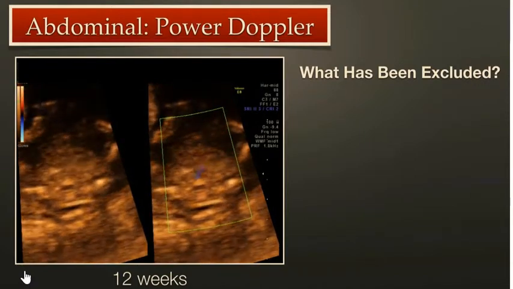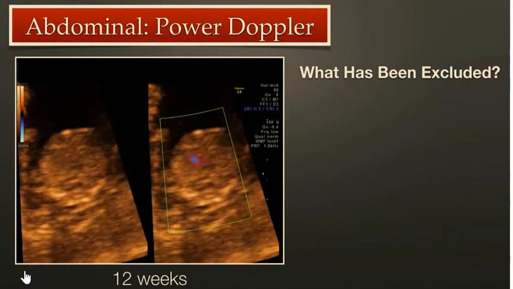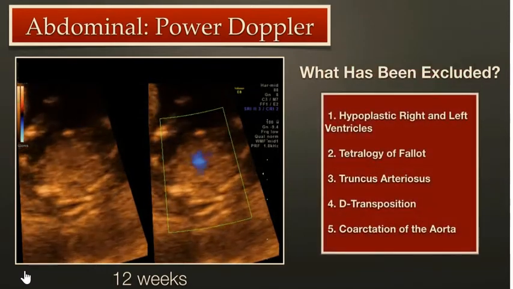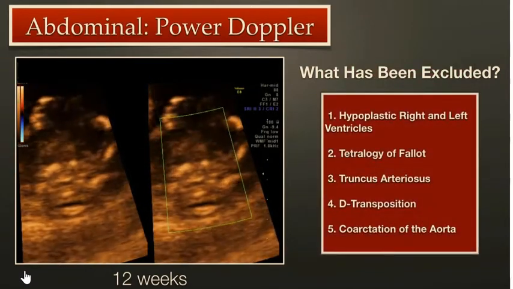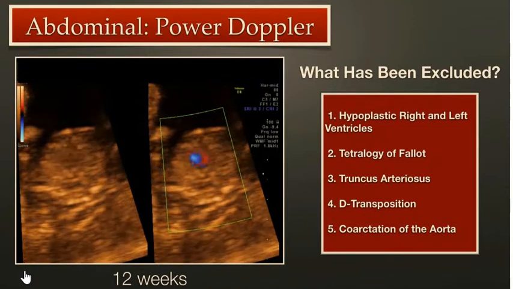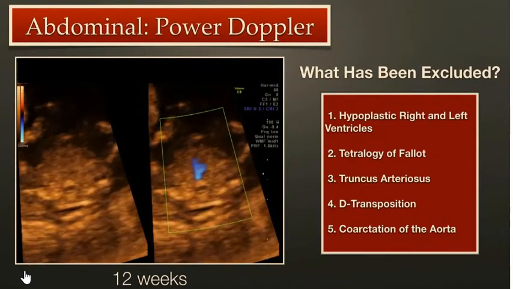Given the above findings, we are able to exclude the following abnormalities: hypoplastic right and left ventricles, tetralogy of Fallot, truncus arteriosus, detransposition, and coarctation of the aorta.